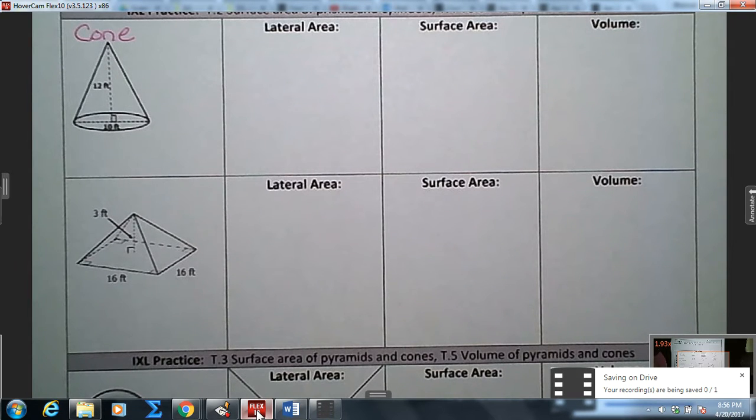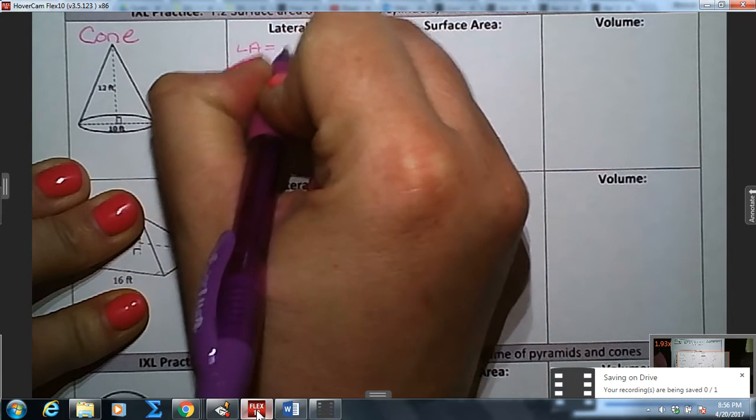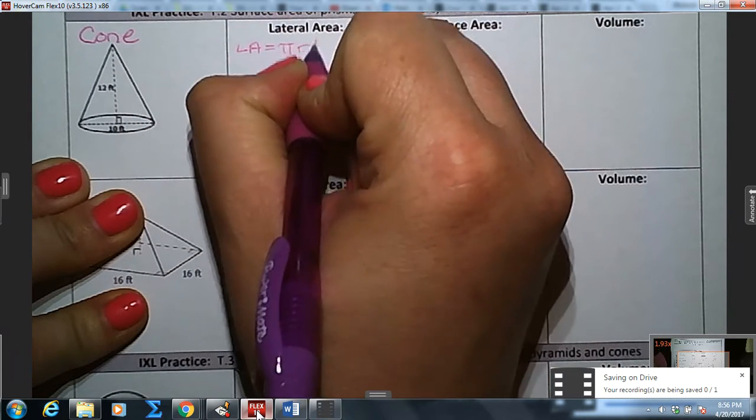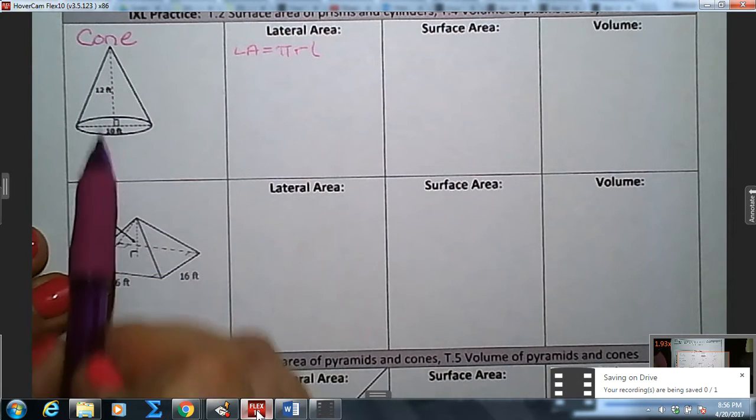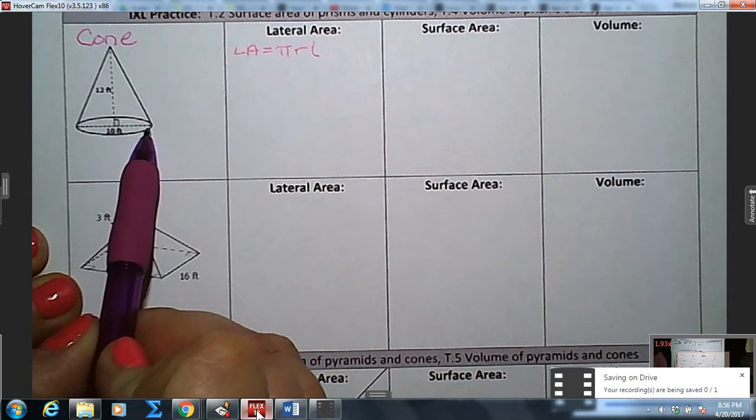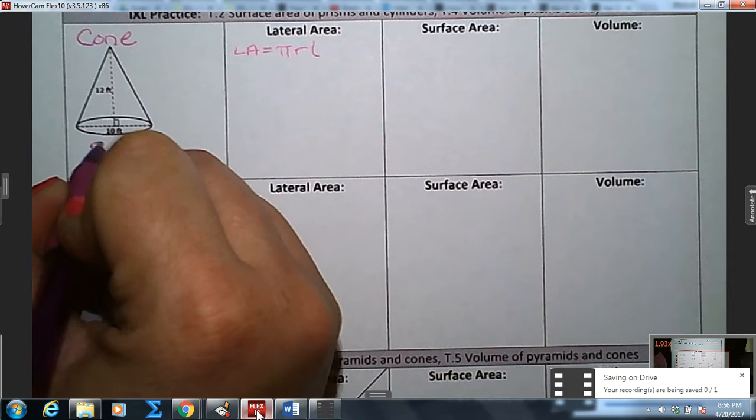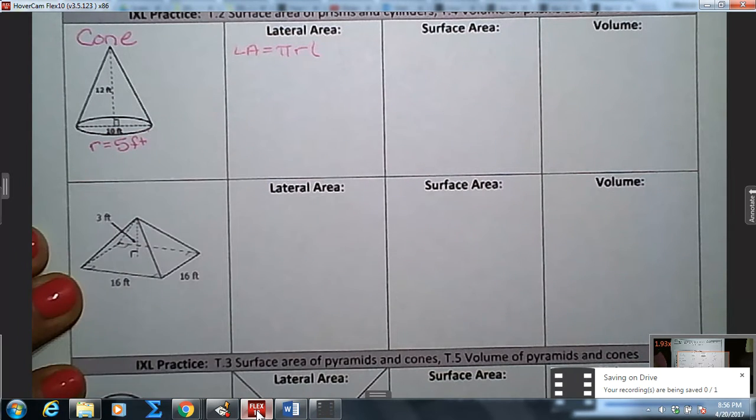Okay, lateral area formula is pi times the radius times the slanted height. Well, got to do a little work here. We are given the diameter of this cone as 10 feet, so the radius is half that value, 5 feet. We're also not given the slanted height. That's something we need to find.